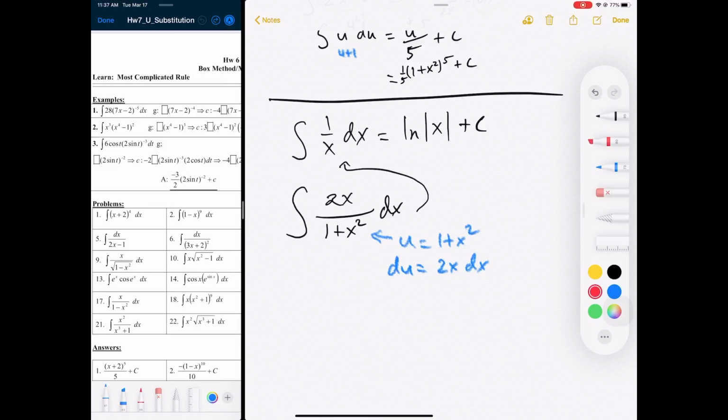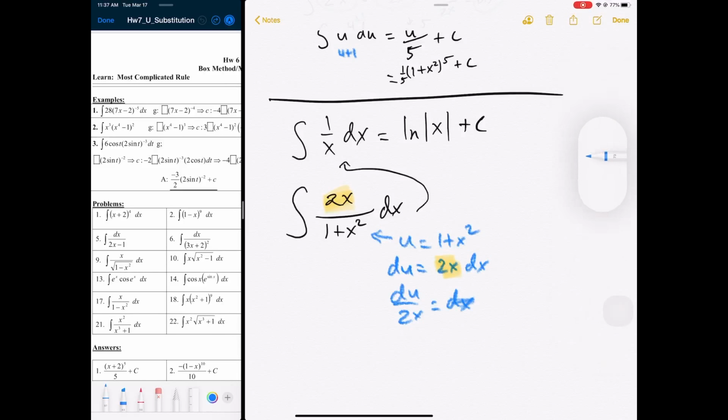Now, if you look at this 2x here, does that 2x look like it's going to cancel with this 2x? Yeah, perhaps. Let's go ahead and move it over. It will be du over 2x is equal to dx. Now we have all the parts. We have our dx, and that's going to take over this guy. We have our u, that's going to take over this guy.